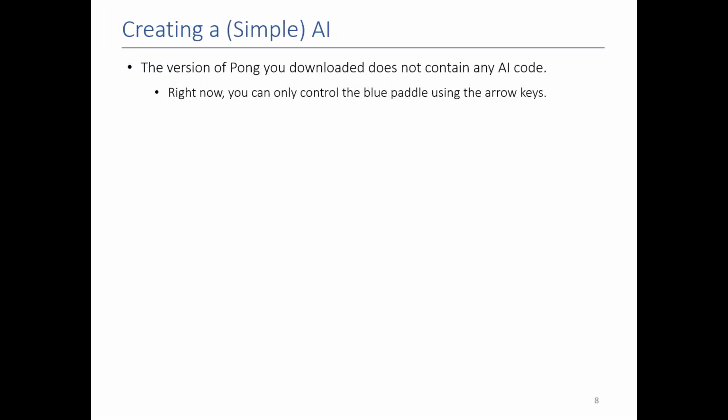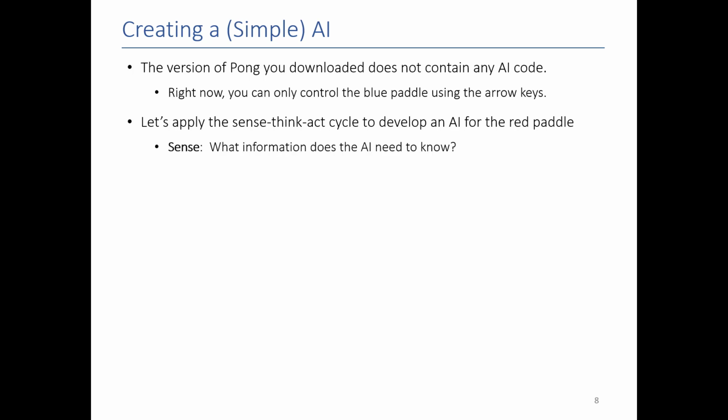The version of Pong that we created does not contain any AI code, so you can just control the blue paddle. So now we're going to go through and apply sense, think, and act in order to figure out how we're going to control the red paddle. So in sense, we need to think about what information the AI needs to know. At a minimum, the AI needs to know the location of the ball as well as the location of the AI paddle. Now, if you're trying to be advanced, you might want to know the velocity of the ball. You might also want to know where the opponent's paddle is, so you can try to steer the ball towards a corner he or she's not prepared to get.